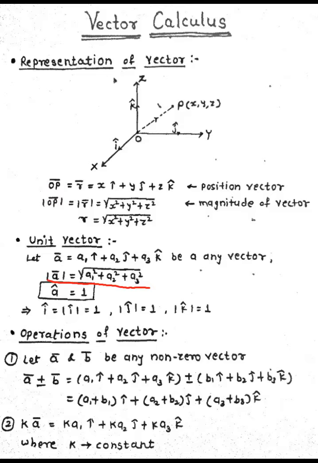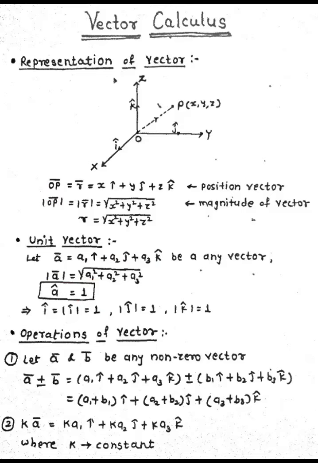If the value of this square root is 1, whatever the values of a1, a2, a3, after putting into this formula, if its answer is 1, then this vector is called a unit vector. So in simple words, you can also say that if the magnitude of a vector is unit, that is 1, then that vector is called a unit vector. A unit vector is denoted by a cap.